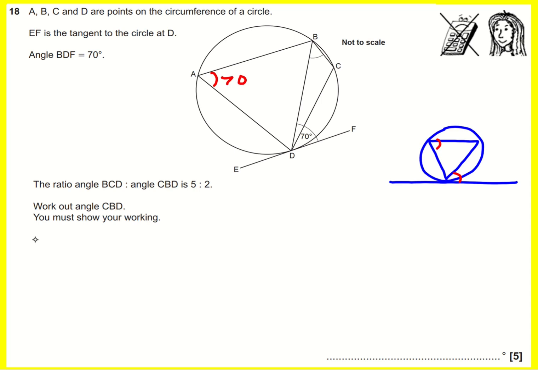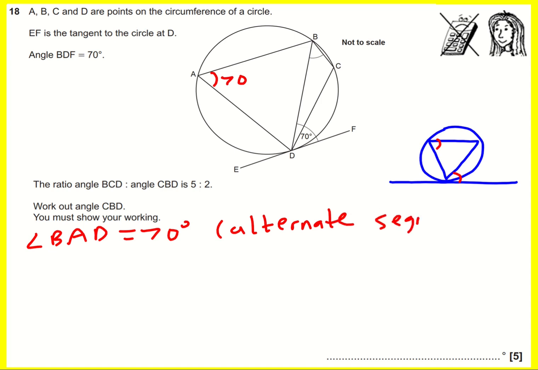Now it says show your working, so I'm going to write down the angle BAD equals 70 degrees, and I'm going to quote the alternate segment theorem. I'm not going to prove it here, or maybe I will at the end if I fancy it. Okay.